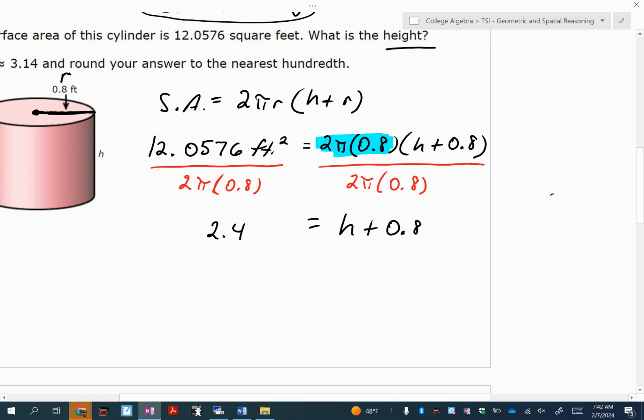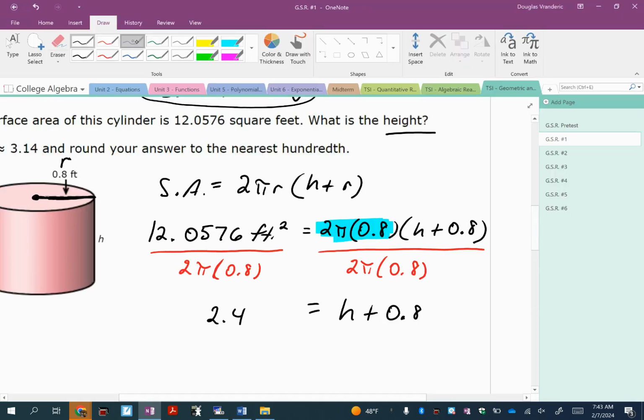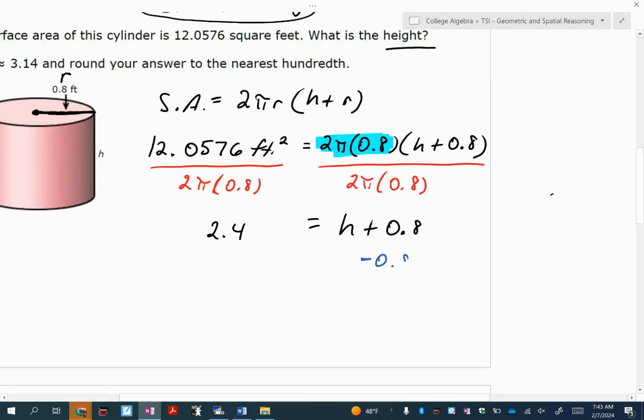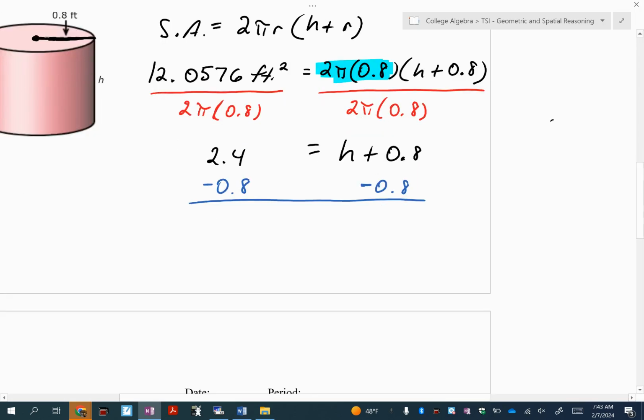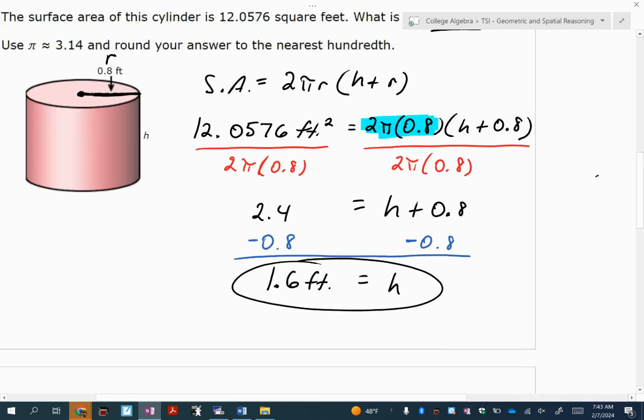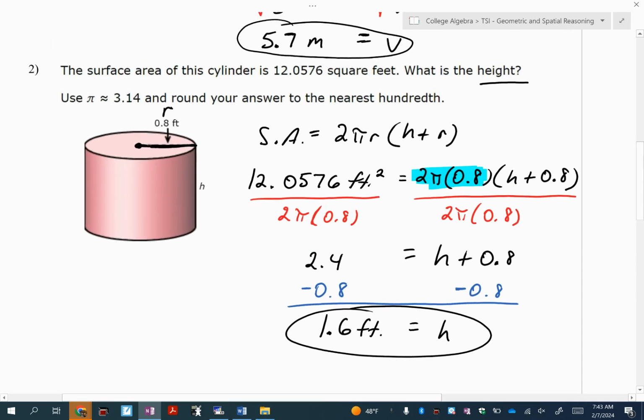So this is almost done, but how do I solve for that letter H? Wait, it does say add, so what's the inverse operation of that addition? Subtraction. So I'm going to subtract 0.8 from both sides. So my height equals 1.6 feet. And that's it for number 2.